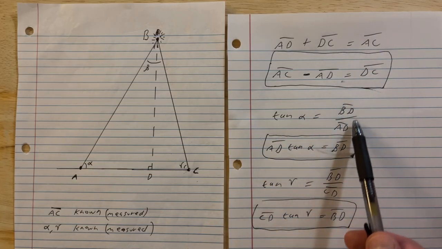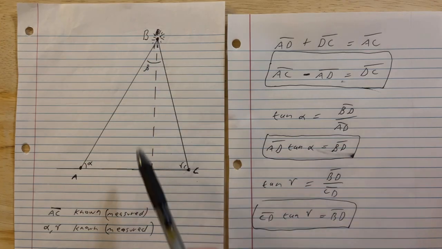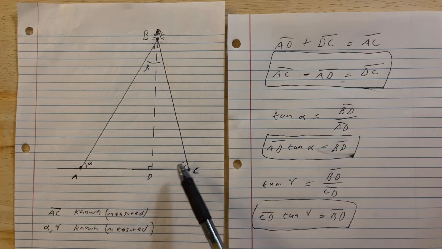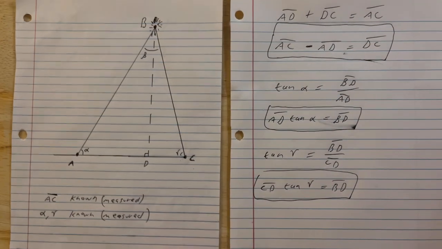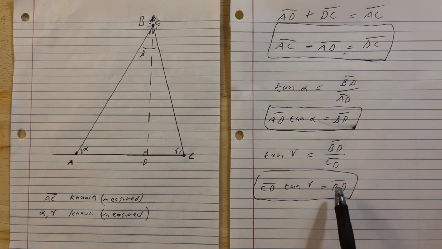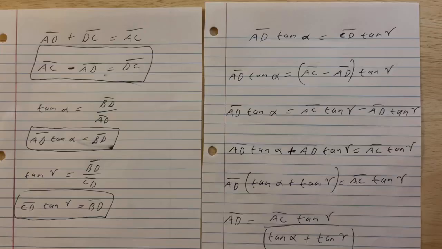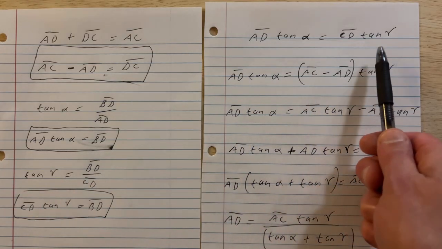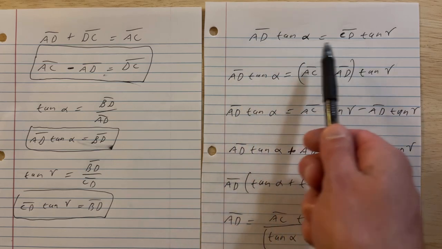Tan alpha equals BD over AD, and then we solve for BD. We do the same thing with tan gamma. Right here we solve for BD. So CD tan gamma equals BD, and next page. Both of these equations equal line segment BD, so that means we can set these two equations equal to each other. And here I said CD tan gamma will equal AD tan alpha.